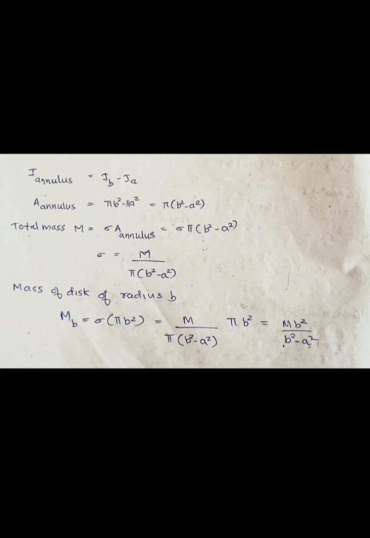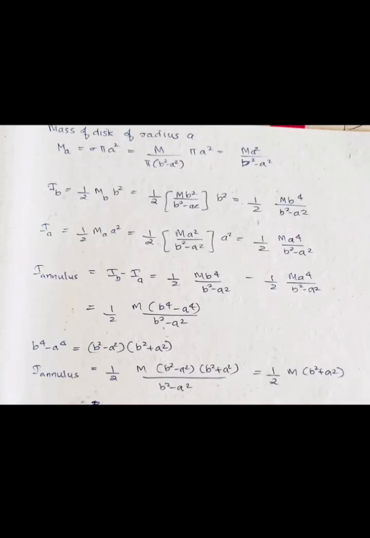Then total mass M is equal to sigma times the area of the annulus, that is equal to sigma pi (b square minus a square), so sigma is equal to M divided by pi (b square minus a square). And the mass of the disk of radius b, Mb, is equal to sigma into pi b square, that is equal to M divided by pi (b square minus a square) into pi b square. This is equal to M b square by (b square minus a square).